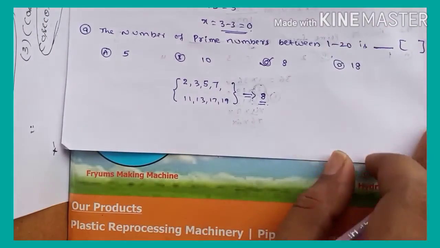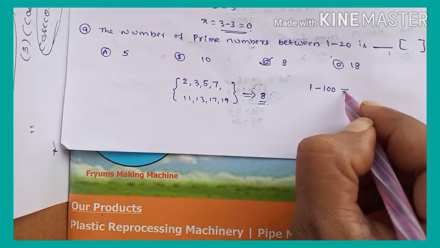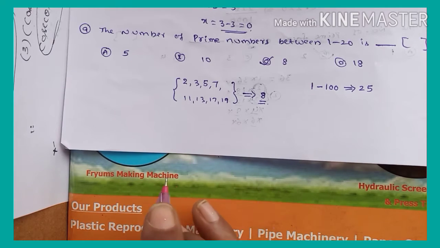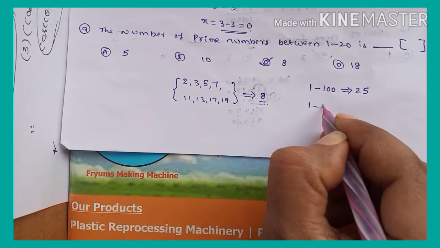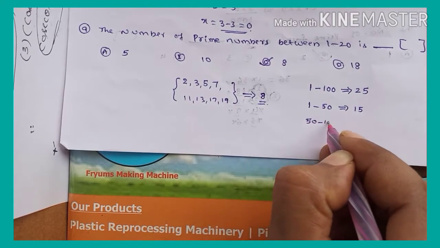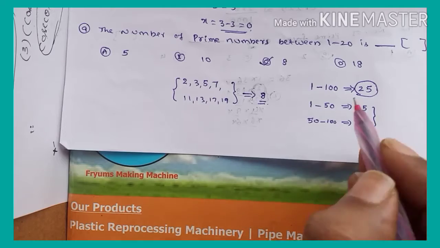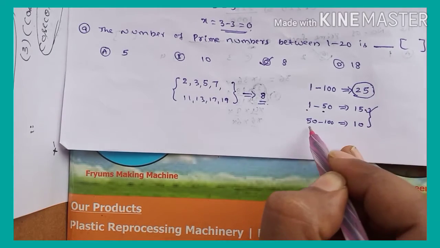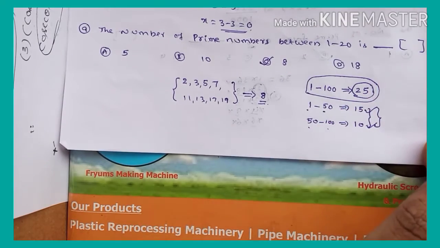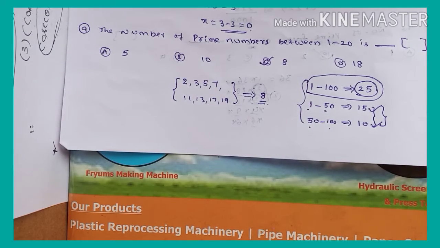Generally we have some standard values here. The prime numbers between 1 to 100: 25 numbers are there which are prime. Between 1 to 50 there are 15 primes, and from 50 to 100 there are 10 primes. Overall there are 25 prime numbers between 1 to 100. Memorize these values. They may be used for any other bits.